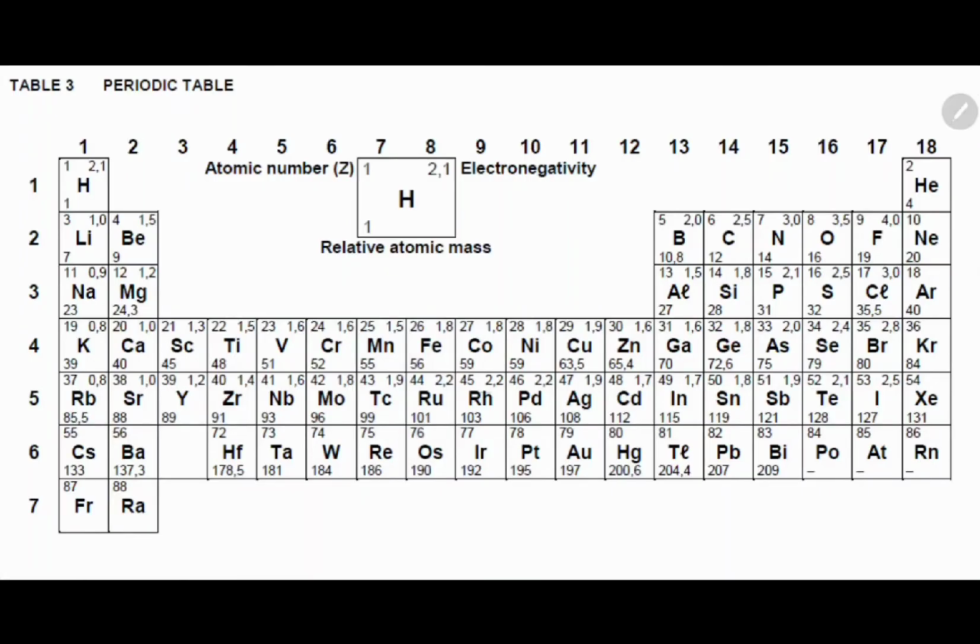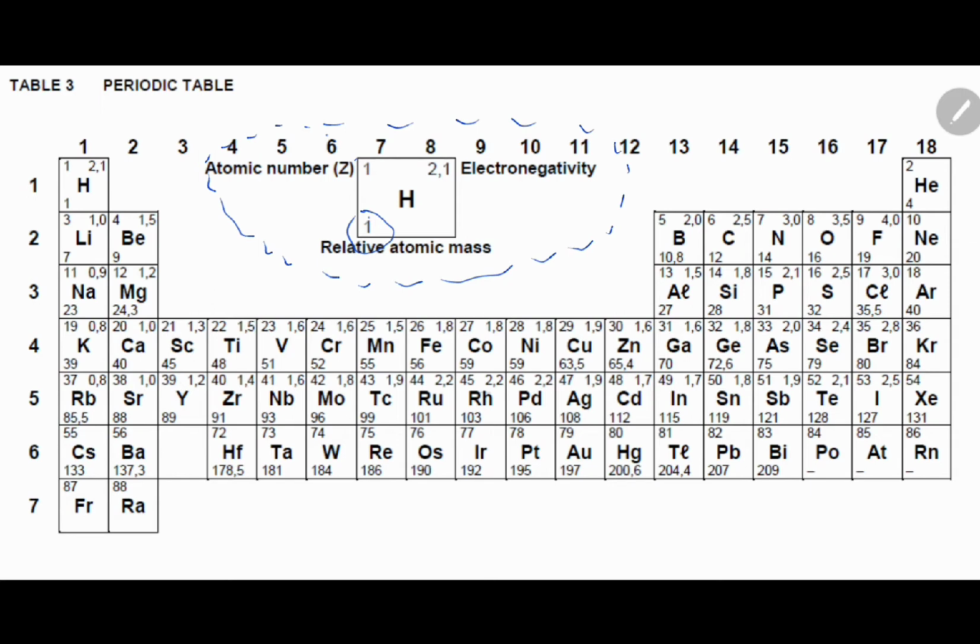An example is this periodic table given right here. To be able to understand where you get the mass numbers, we first of all have to look at the key that is given in the periodic table. In this periodic table, we can clearly see that the relative atomic mass is the number given at the bottom, whilst the number given at the top is termed the atomic number.